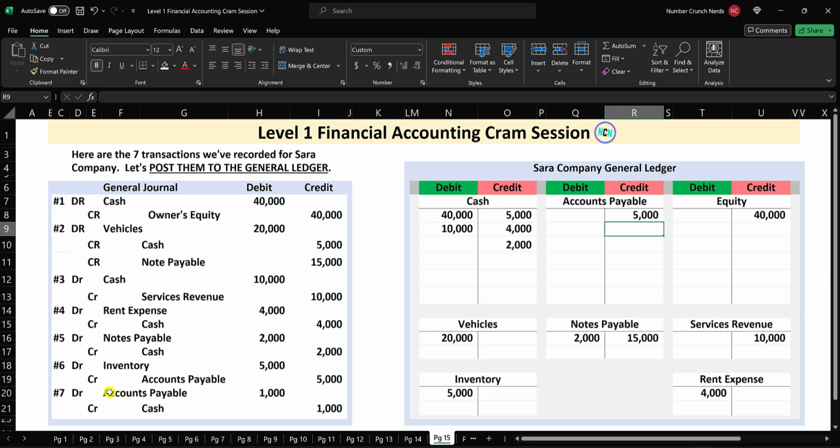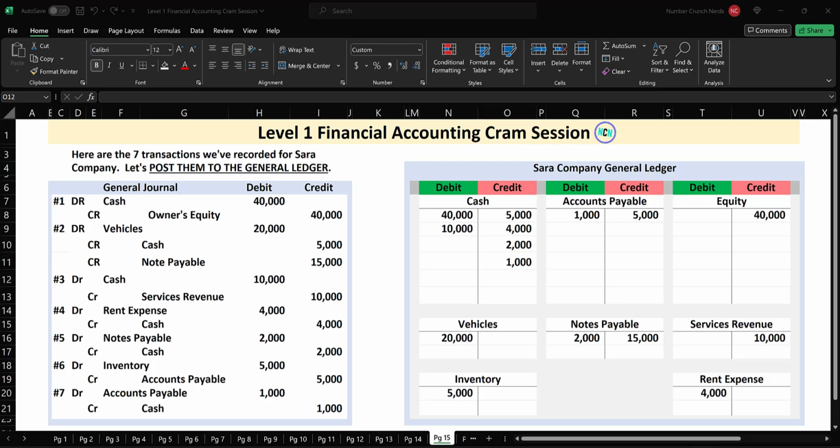The last entry is accounts payable debit, cash credit. So this is when she started to pay down the accounts payable. Accounts payable is a liability. Liabilities go down with a debit. So we're going to put 1,000 in to reduce that liability. And then we're going to put in 1,000 right here because she paid in cash.